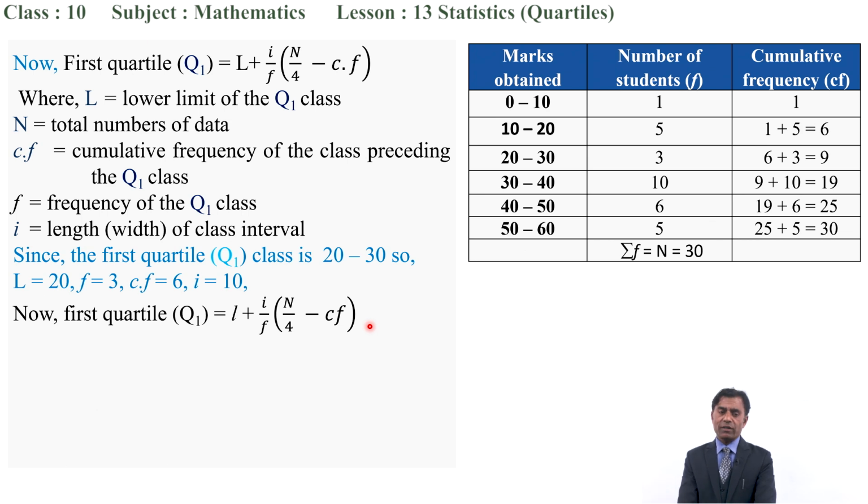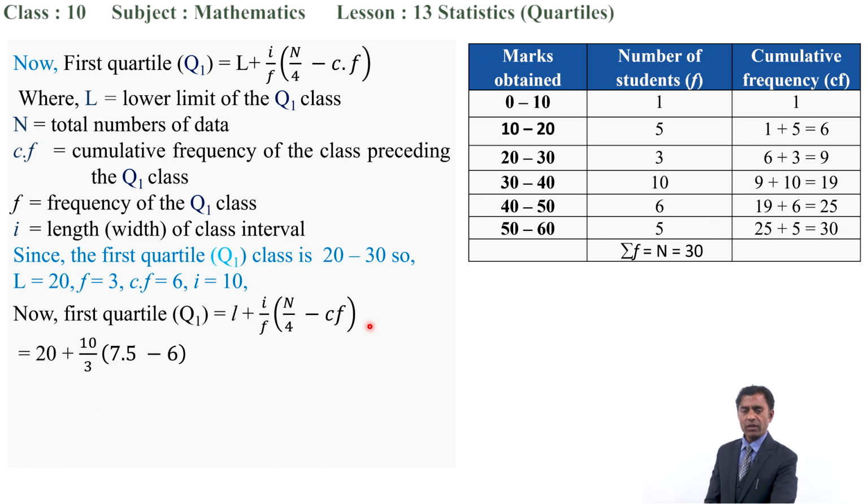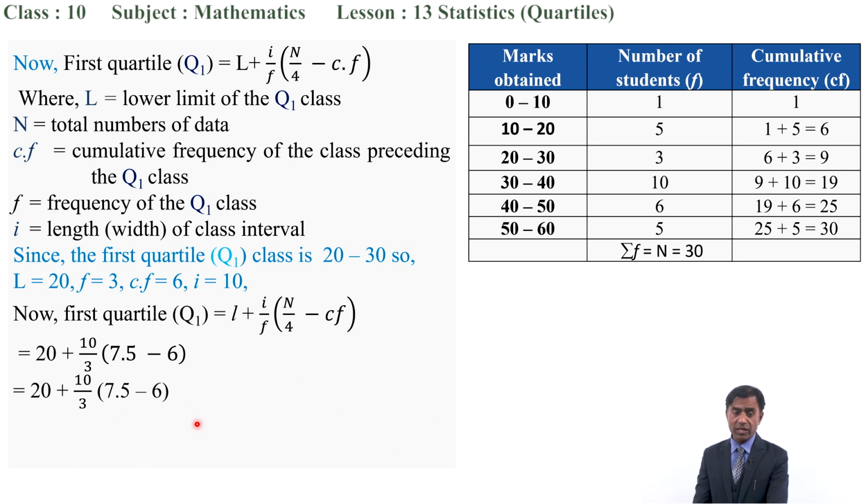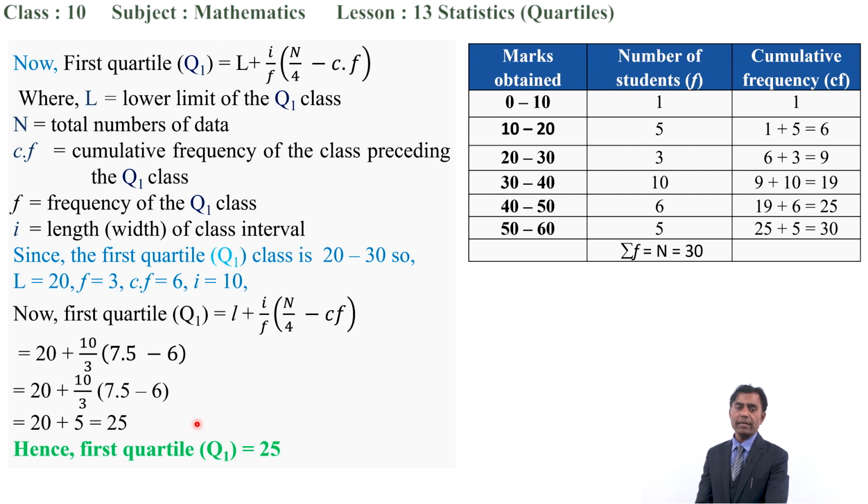Okay, after this, now substitute their respective values. L is 20, so 20 plus I is 10 divided by F is 3 times n by 4, n by 4 is equal to 7.5 minus CF is 6. So simplify, this is equal to 10 by 3 times 7.5 minus 6. So this is equal to 20 plus 5, this is equal to 25. So first quartile Q1 is equal to 25, right?